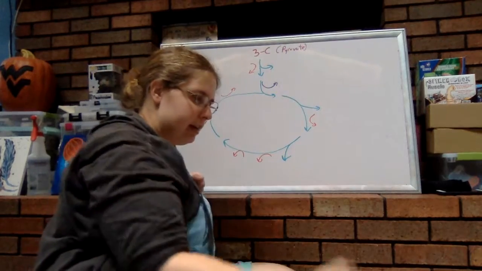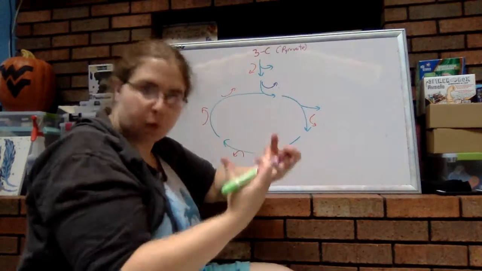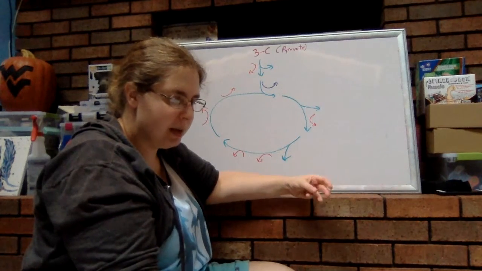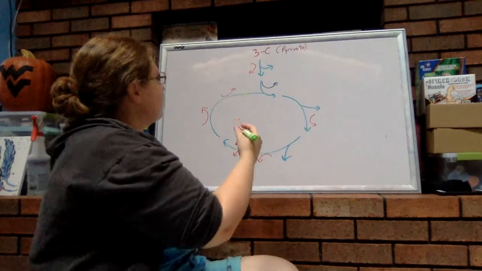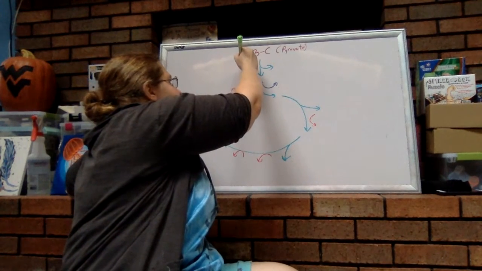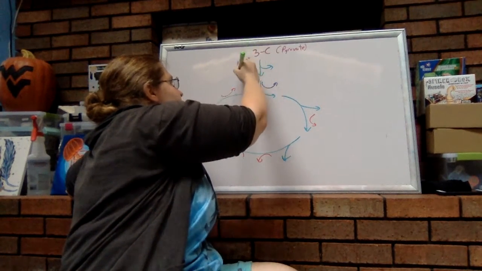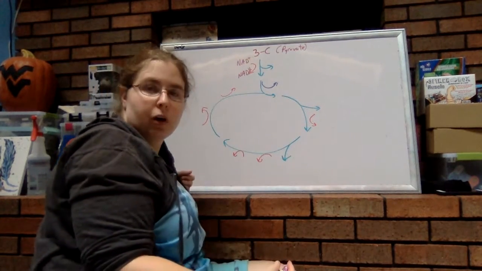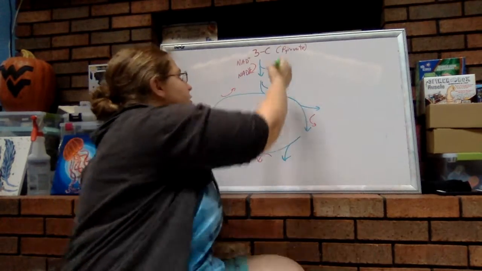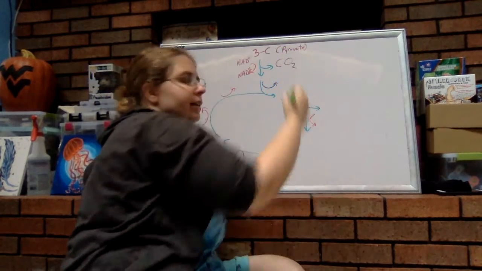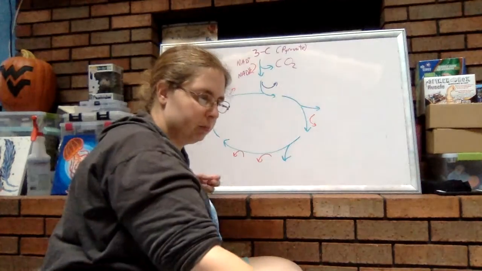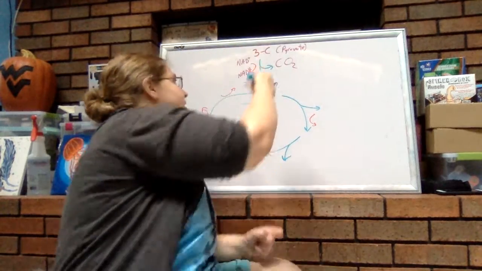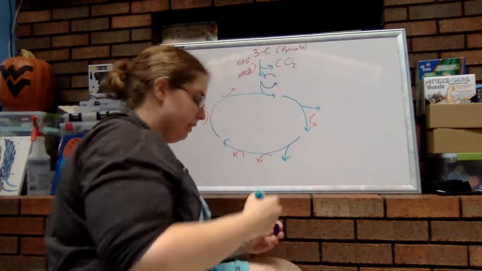Pyruvate. Now what happens is we are going to break the bonds of it again. And when we break the bonds, we are going to release some energy as well as electrons. We are going to actually collect an electron here, NAD plus becoming NADH. And that's also going to create a waste product. We are going to create carbon dioxide gas as a waste product, and it's going to leave the Krebs cycle. It's actually going to leave the entire thing.